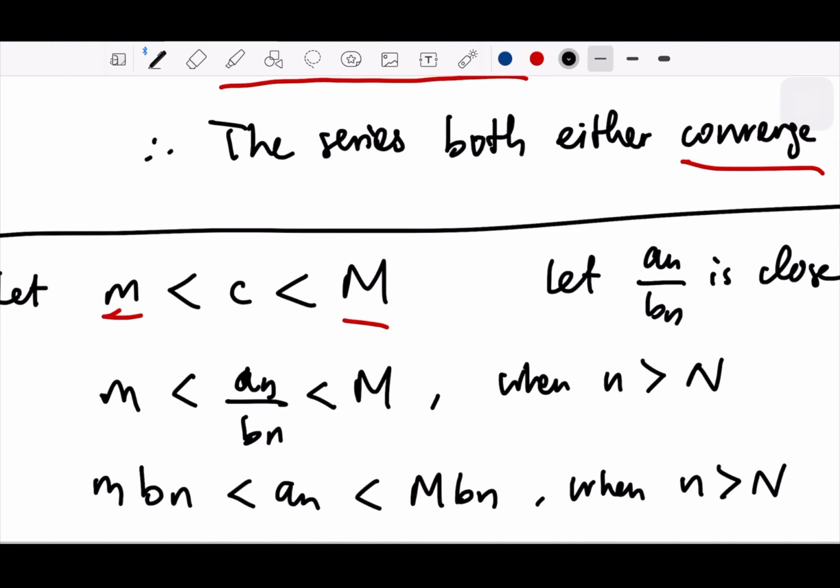Now, if we look back at the series 1 over 2n minus 1, by looking at the limit comparison test, we can set up this series to have An and Bn. Let's say our An is the series that we are looking at, and our Bn is just 1 over 2 to the power of n, because we know this will converge.